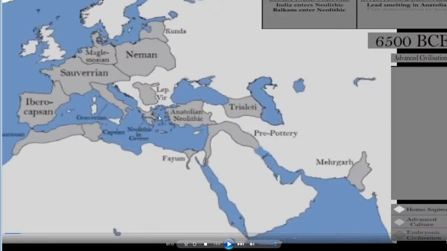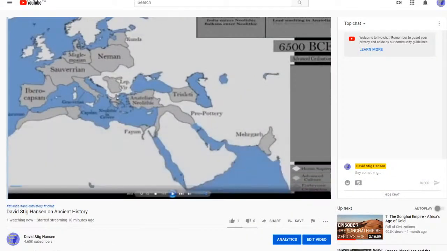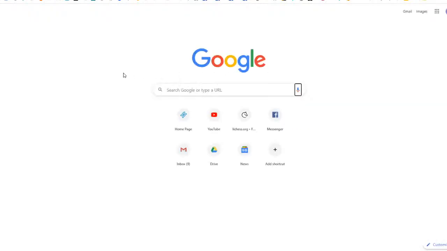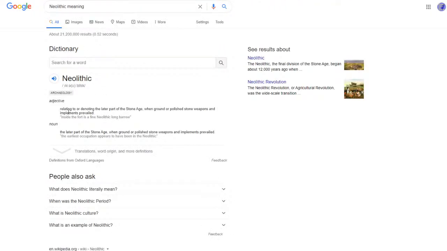The Balkans are right here. And I have to look up the term Neolithic again because I can't really understand. Let's look it up right now while we're on the subject because I want to know. Neolithic meaning. I know kind of what it means, right? But I want to know what they mean in archaeology. Relating or denoting to the later part of the Stone Age when ground or polished stone weapons and implements prevailed. The later part of the Stone Age. Okay, so pre-Bronze Age.